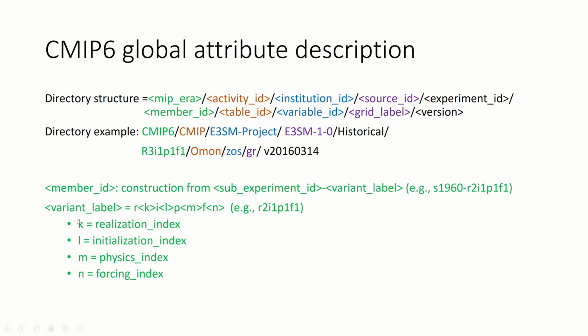So the variant label, it is like R here, this is the realization. So R here refers to the realization index, so they can run the same experiment with different realizations. The I here is the initialization index, so how they use different initializations for the same experiment.